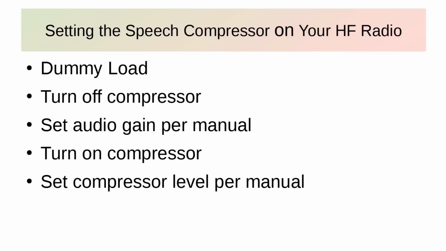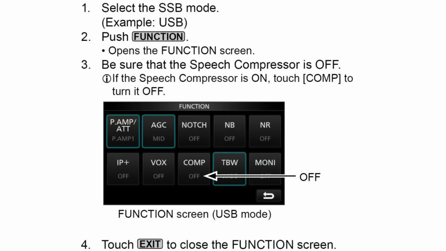So, setting the speech compressor on your HF radio. You get a dummy load because you're going to be doing a lot of transmitting here. Okay, turn off the compressor. Set the audio gain per the manual. This is just the ordinary audio gain. Then turn the compressor on and set the compressor level per the manual, and we'll do that here. This is from the full manual, page 4-12, and we're going to go through all the steps here.